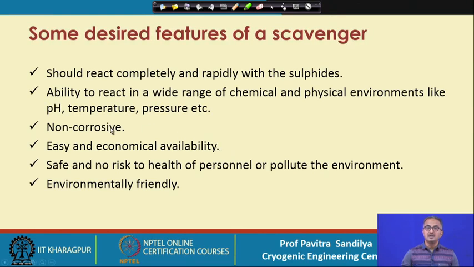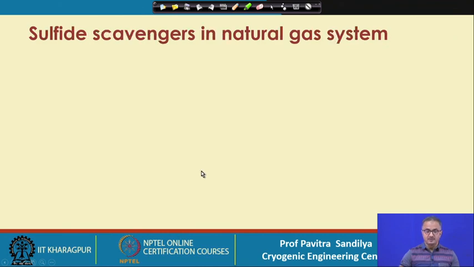So these are the desirable properties of the scavenger, that they should react completely and rapidly with the sulfides. They should be able to react in a wide range of chemical and physical environments like pH, temperature, pressure, etc. They should be non-corrosive, and they should be economically and easily available, and there should not be any kind of risk to health or safety, and it should be environmentally friendly.